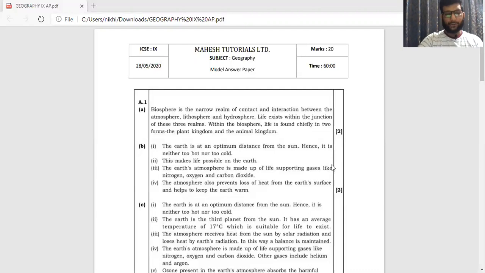Name the conditions necessary for life on Earth. So any 2 points are okay. You can write down any 2 points amongst these 4. For example, the Earth is an optimum distance from the Sun, hence it is neither too hot nor too cold. Second, this makes life possible on the Earth. Third, the Earth's atmosphere is made up of life-supporting gases like nitrogen, oxygen, and carbon dioxide. Fourth, the atmosphere also prevents the loss of heat from the Earth's surface and helps to keep the Earth warm.